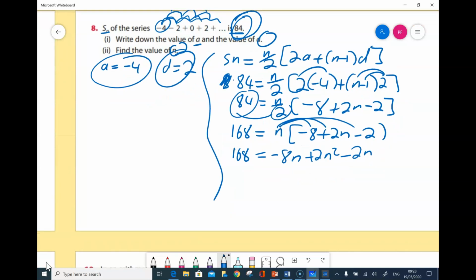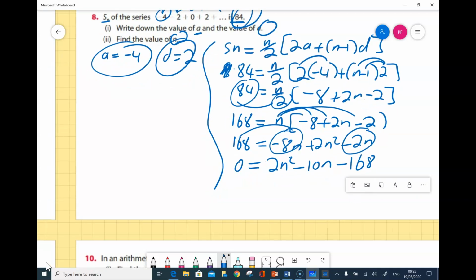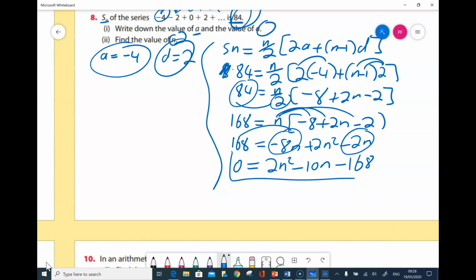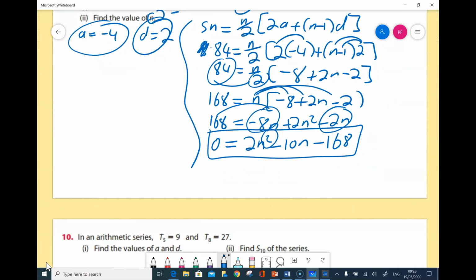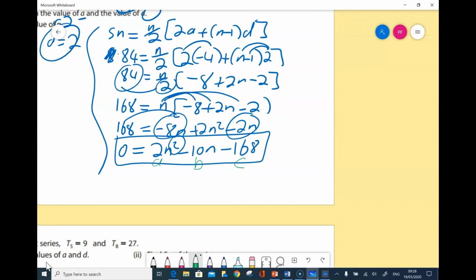Right, we're going to bring everything to the left. So 0 is equal to, I've got 2n squared, minus 8n minus 2n is minus 10n. And when 168 comes over, it becomes minus 168. Now, I'm going to show you a little trick if you want. Actually, we won't. So it's a quadratic, so I can use my minus b formula. a is 2, b is minus 10, and c is minus 168.